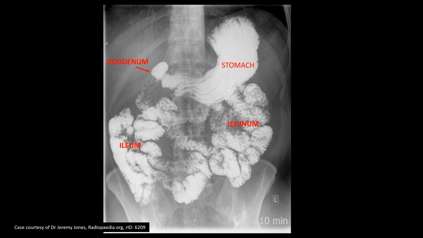In this image, again, we can see the shadow of the stomach, pyloric part, duodenal cap, second part of the duodenum, third part of the duodenum with valvulae conniventes. Here is the duodenojejunal flexure. This is the loop of the jejunum, and this is the ileum.